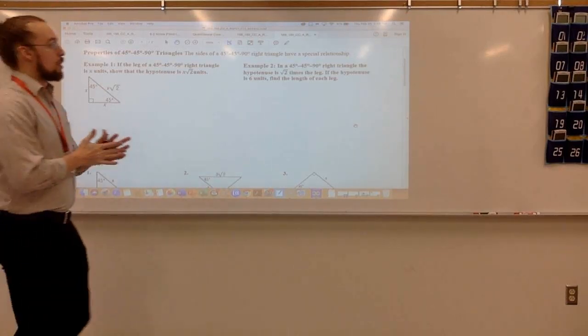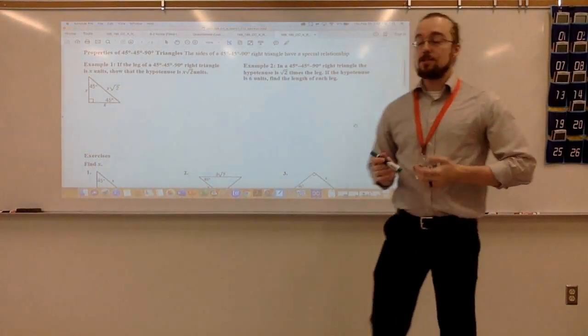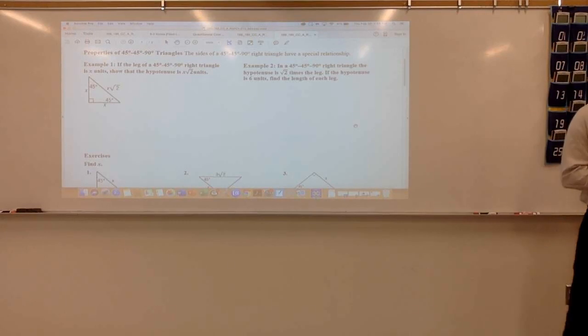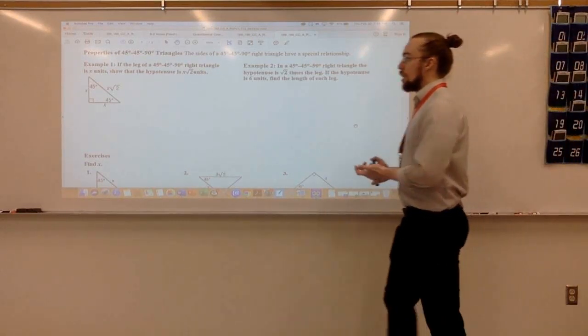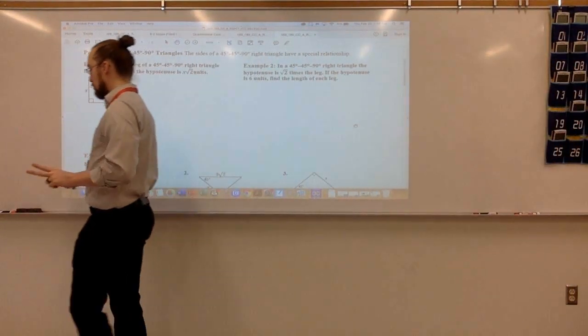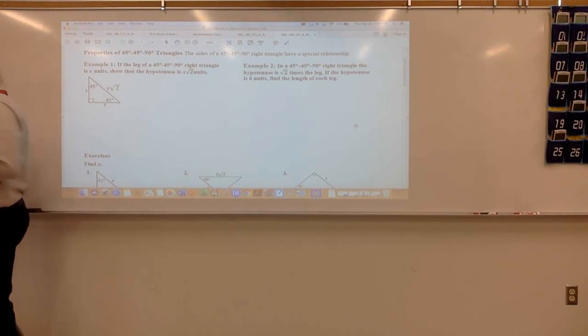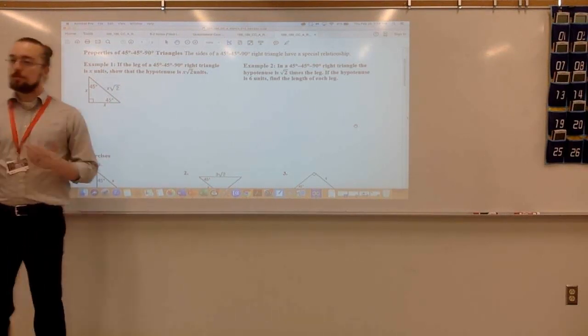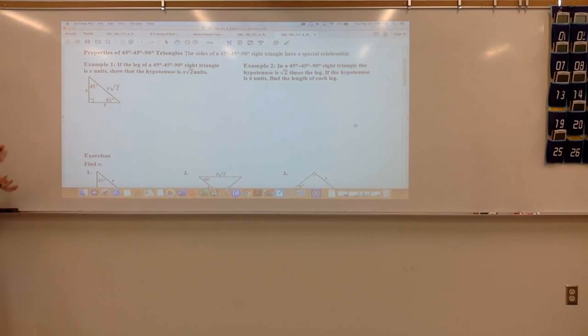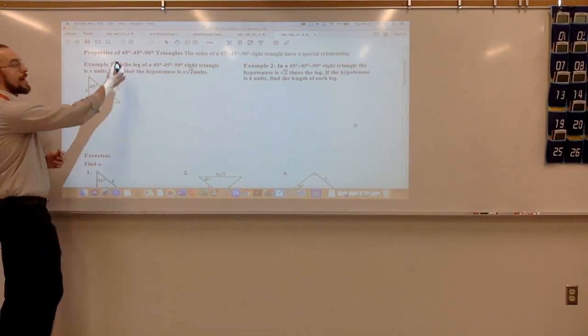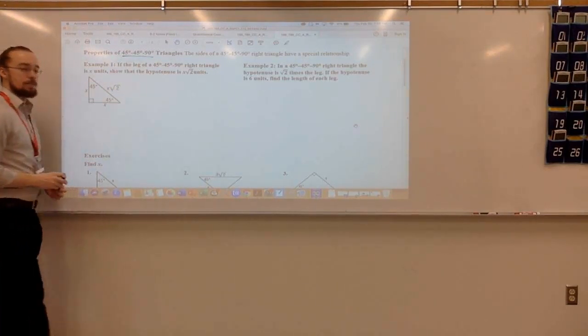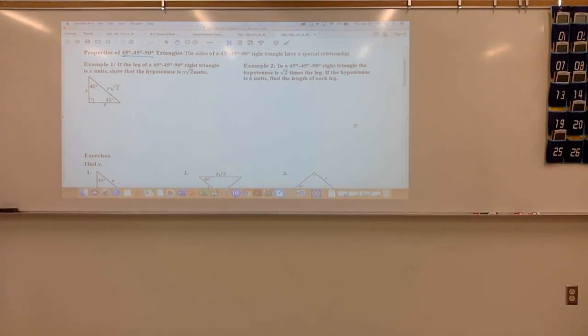In this section, we are going to take a look at special right triangles. Two triangles in particular that we just have randomly decided they are special. The first one is any triangle that has these three angles: 45 degrees, 45 degrees, and 90 degrees. That's pretty special. So this is an isosceles right triangle.